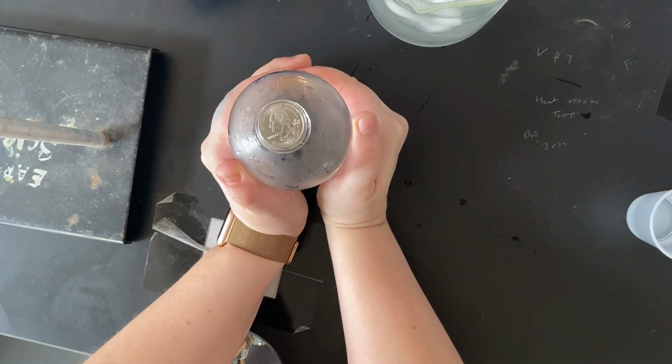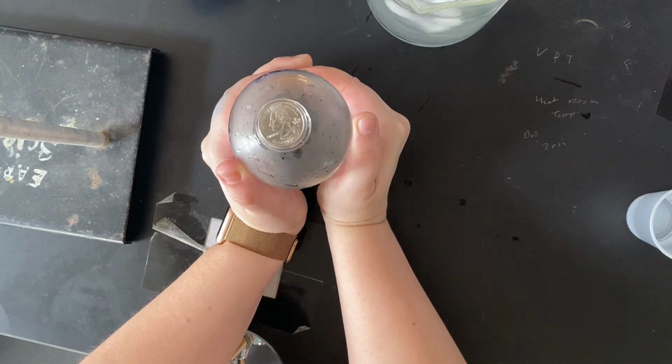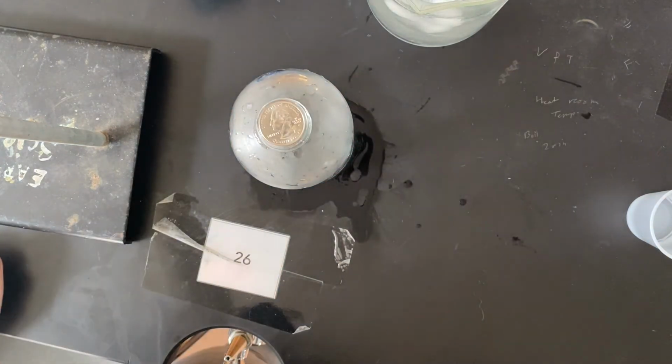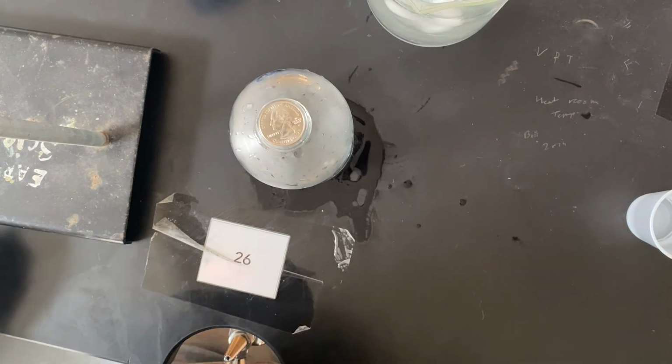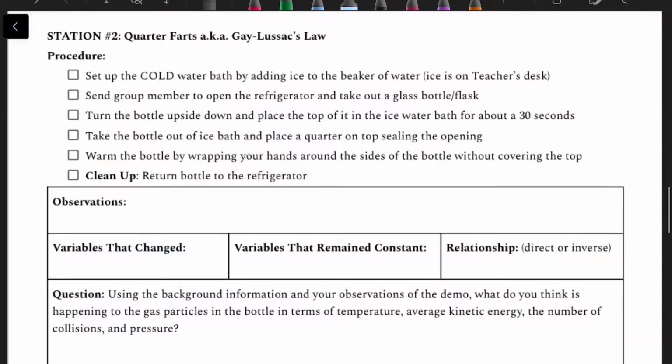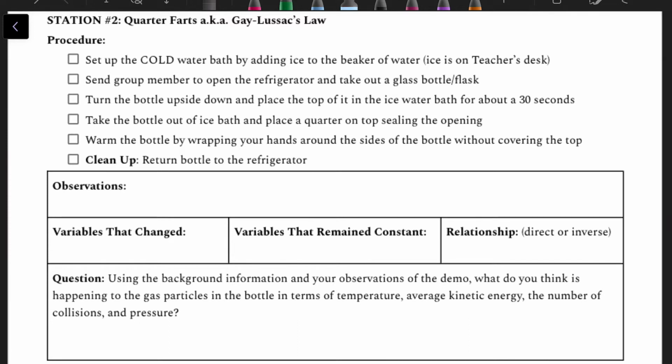As the temperature increases, the pressure inside of the bottle also increases, and with increased pressure, it causes the quarter to move up and make these little interesting noises. And that is your temperature and pressure relationship demo. Once you've done that demo and you've written down all of your observations, again, variables that change, that remain constant, your relationship, and a question based on that demonstration.